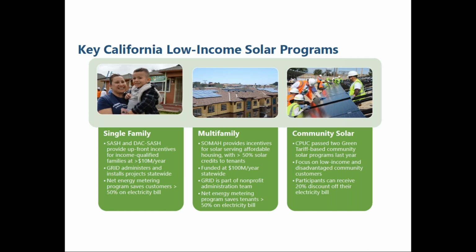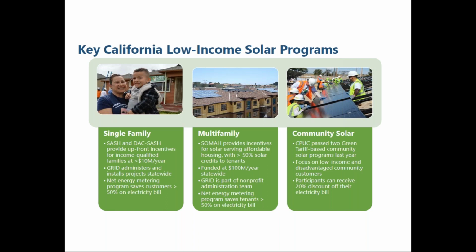There's a new iteration of that program that recently passed called DAC-SASH. It's the Disadvantaged Communities Single Affordable Solar Homes Program, and that provides upfront incentives for low-income homeowners living in these high pollution burden communities to install solar directly on their homes. We're going to be administering and installing that, and we've been able to provide participating customers with greater than 50% bill savings usually, and we typically see up to 80% savings. So huge impact to folks to reduce their bills.